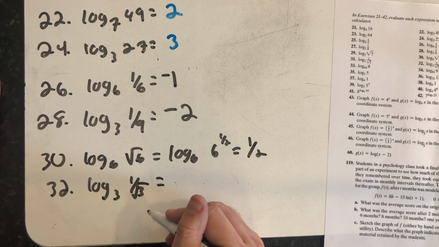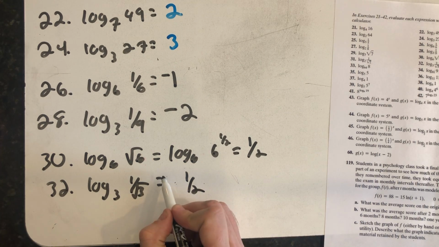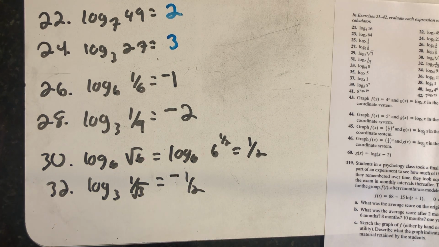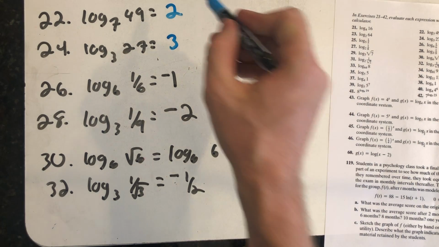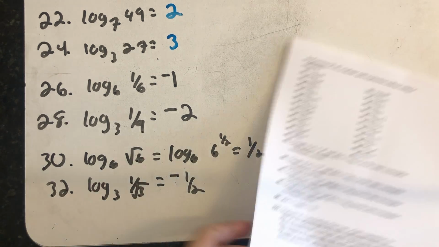And finally, 32 combines two different ideas here. 1 over the square root of 3. Well, if it was just root 3, it'd be 1/2. Since it's reciprocal, that must be a minus. All right, so that gets us through the first batch of problems that I wanted to do from 22 to 32. That leaves us just 3 more problems that I want to work through.